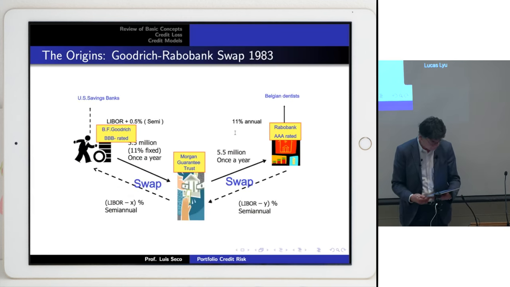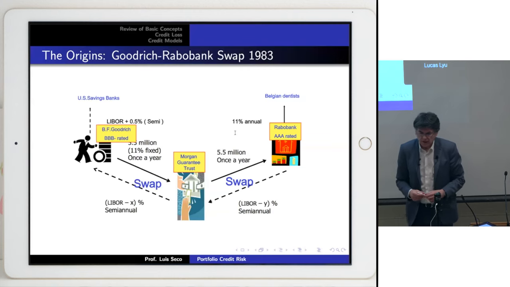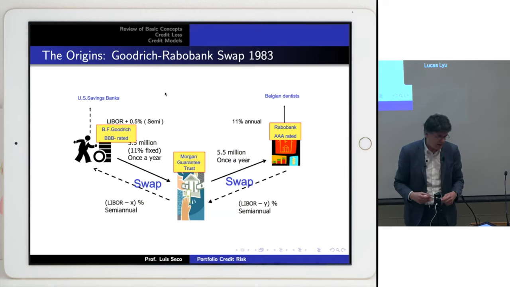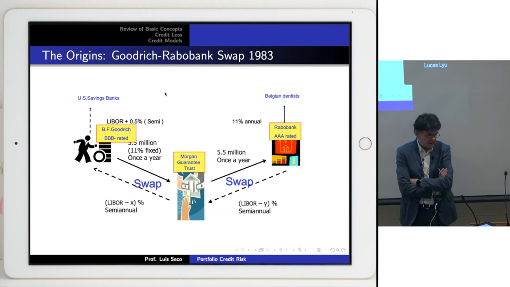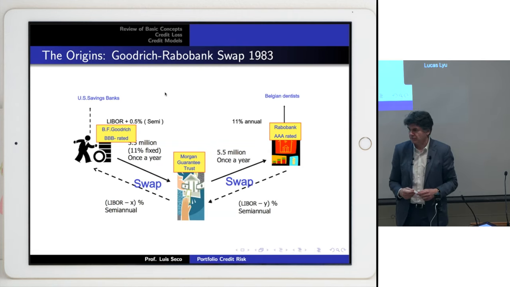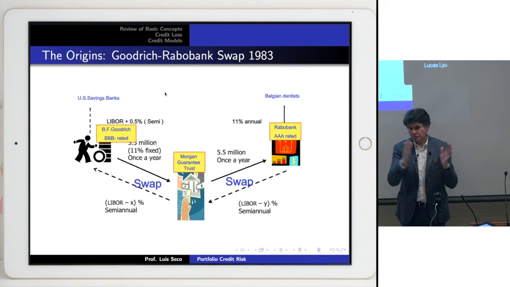All right, and to understand credit risk well, there is an example that I want to walk you through. It's a very interesting example. It's an example that dates back to 1982. And it's a fairly famous Goodrich Rabobank swap of 1983. Now, let me explain to you what 1983 was. Let's put things into perspective.